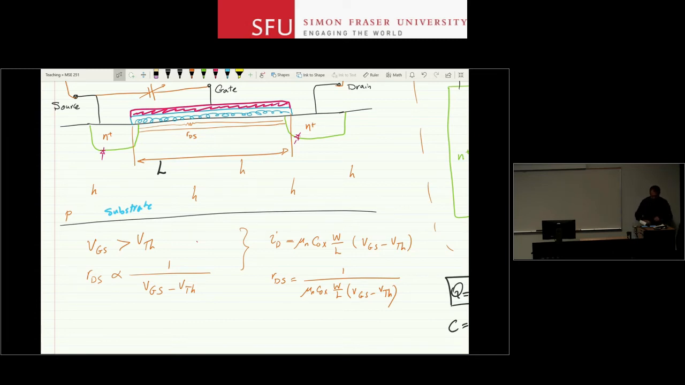What do I do? Now that I have the channel between the source and drain, let me play with the VDS value. Just add a little bit of VDS. I started with 10 millivolts, which was just too small to do anything important or meaningful. Let's just increase VDS and see what I can do there.